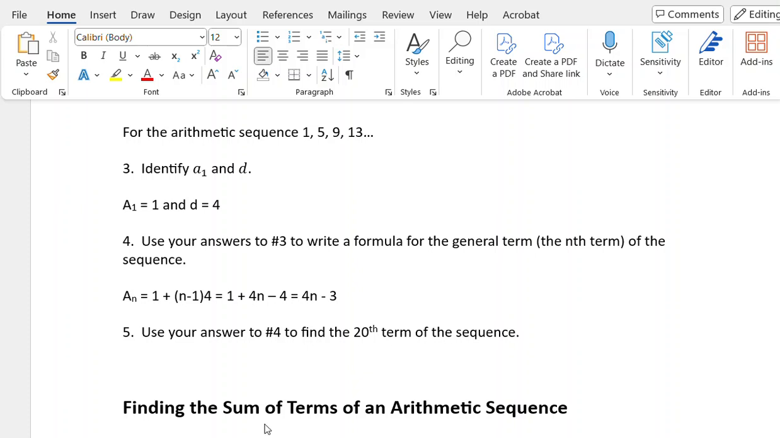Finally, we're going to use our answer to number 4 to find the 20th term of the sequence. So since I want to find the 20th term, I'm going to plug into the formula. So I'm going to get a sub 20, the 20th term, and I'm going to do 4 times 20 minus 3. So if I plug that in, I get 80 minus 3, which is 77. So 77 is going to be the 20th term of the sequence.